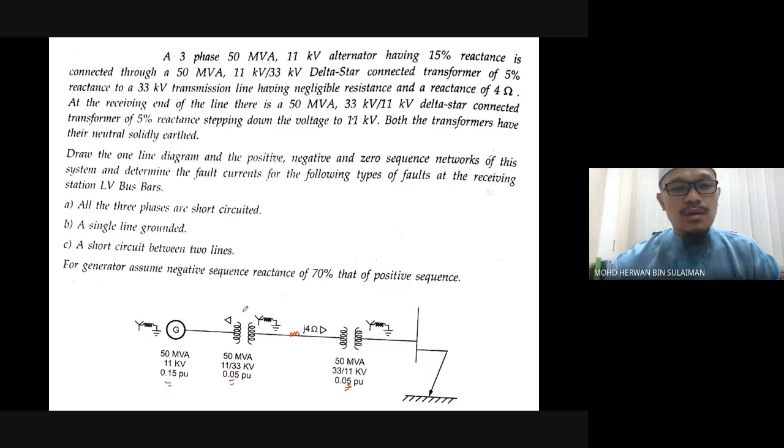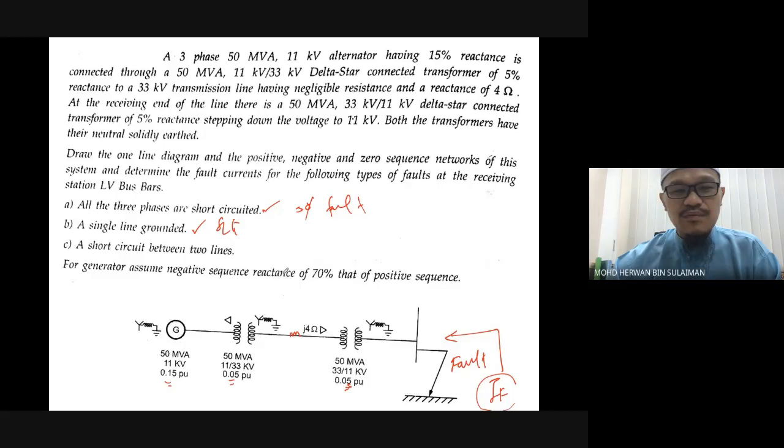Draw the one-line diagram of the positive, negative, zero sequence networks of this system and determine the fault currents for the following type of fault at the receiving end low voltage bus bar. Here, short to ground. So you need to find the fault current. For question A, you need to find the three-phase fault. For question B, you need to find the single line to ground fault. This one you don't need to do yet.